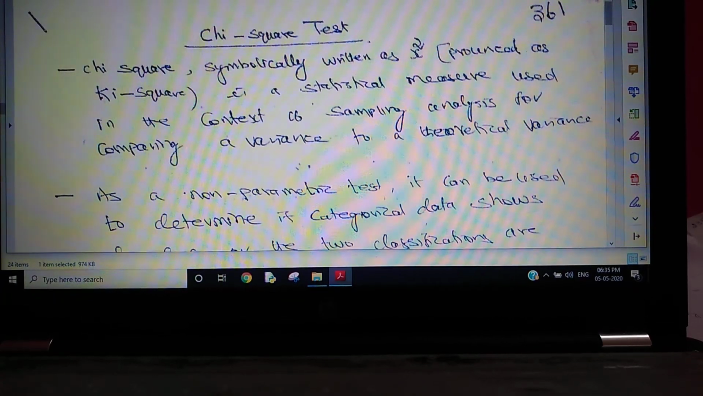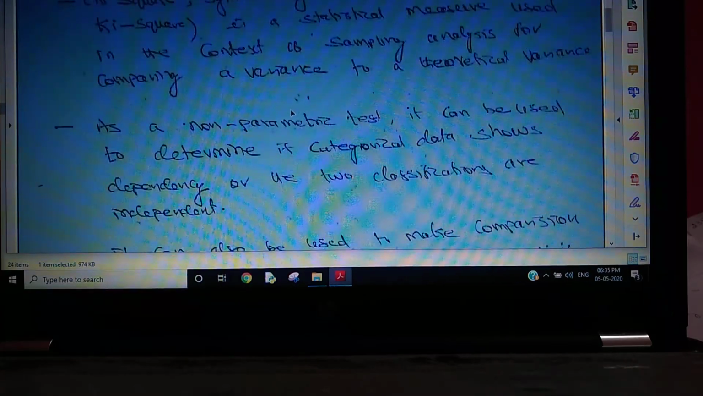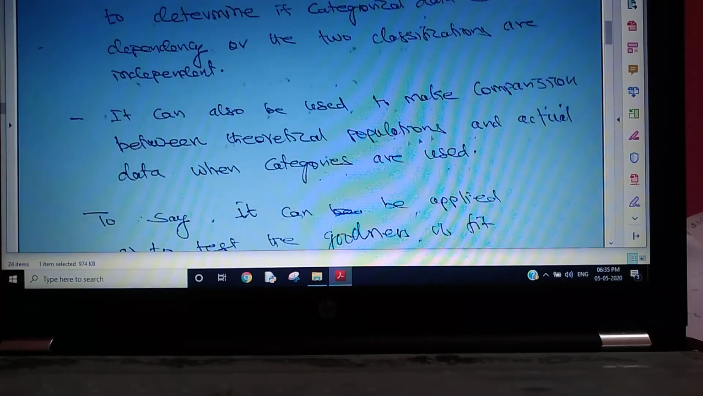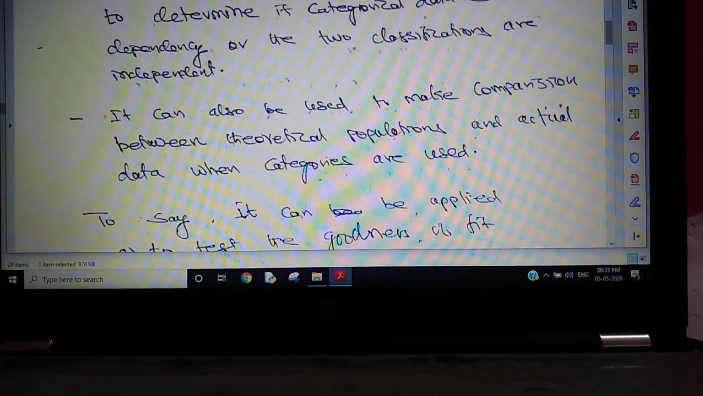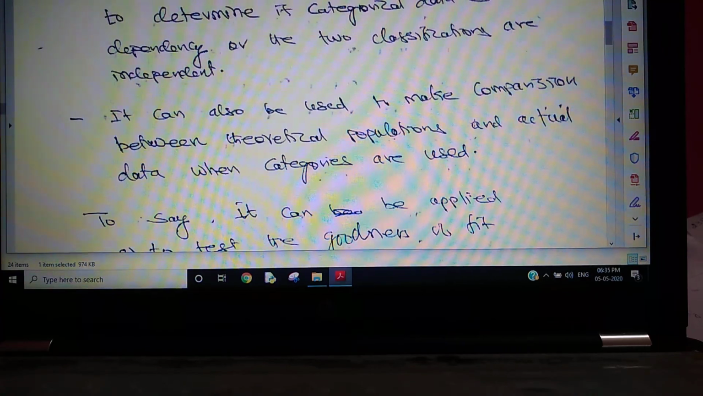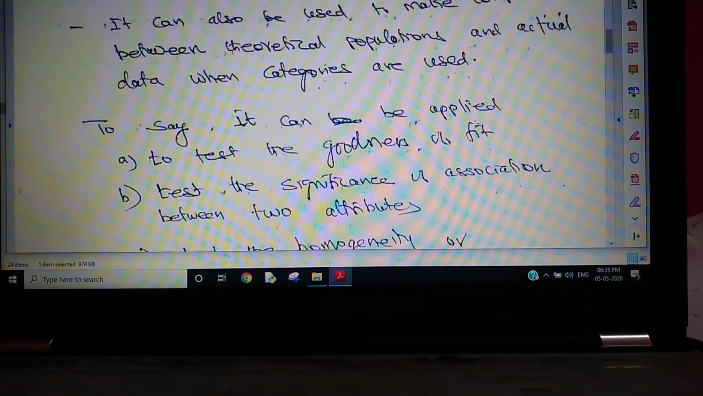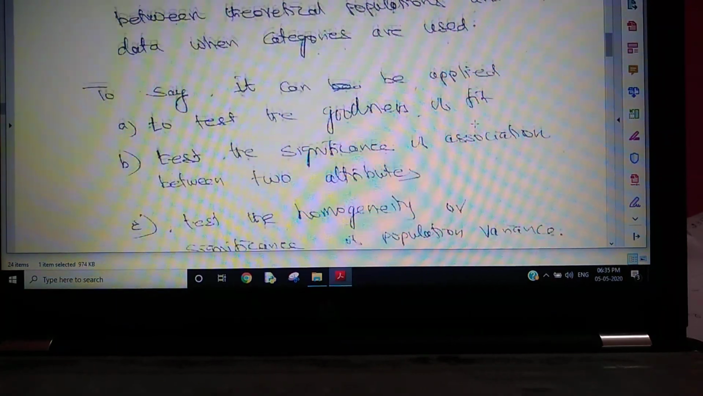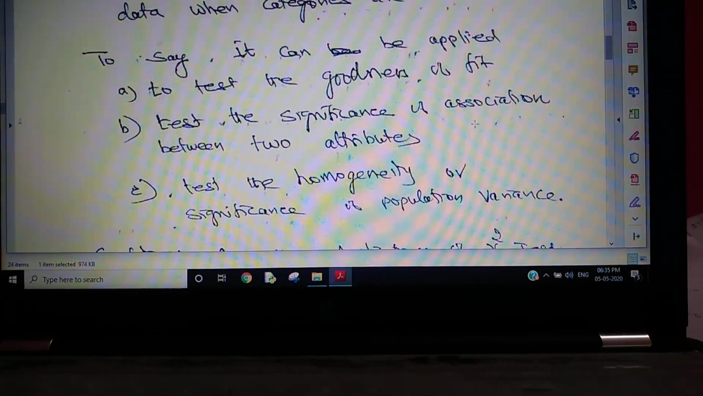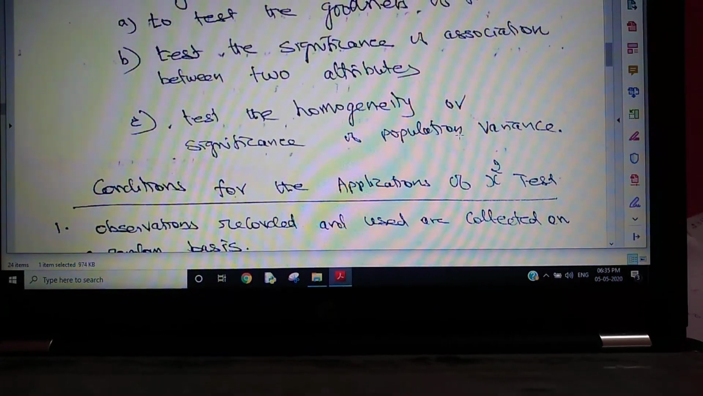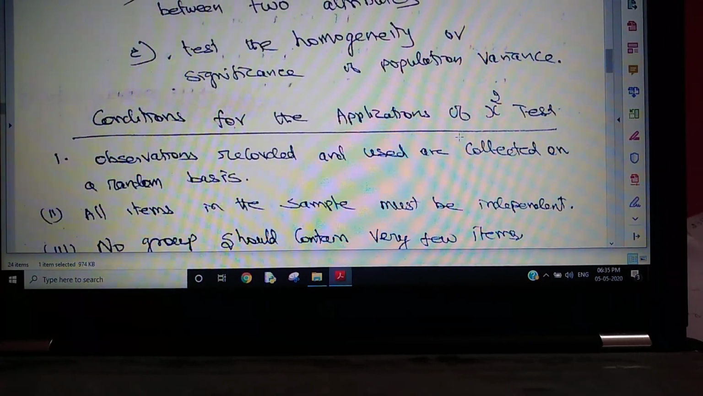As a non-parametric test, it can be used to determine whether the categorical data sources, the two classifications, are independent or not. It can also be used for comparison between a theoretical population and actual data when categories are used. It can be applied to test the goodness of fit, test the significance of association between two attributes, and test the homogeneity or significance of the population variance.